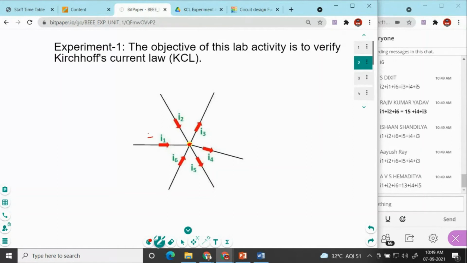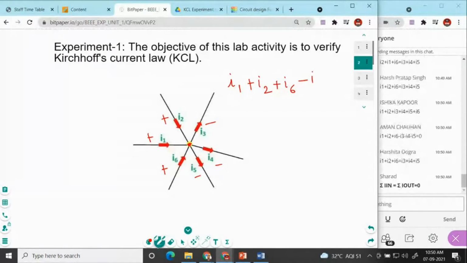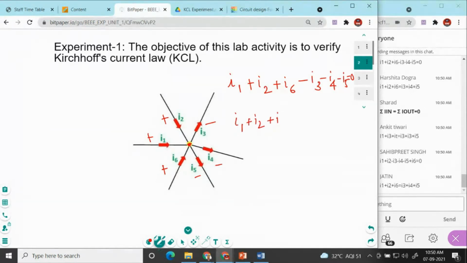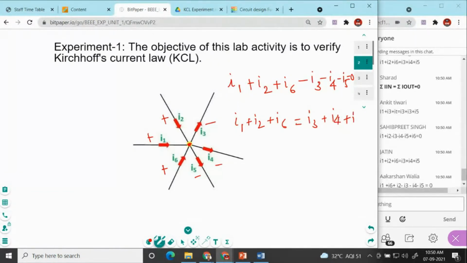Incoming, let's suppose that all the incoming currents are positive and all the outgoing currents are negative. Okay, so how can you write it? You can write I1 plus I2 plus I6 minus I3 minus I4 minus I5 equal to 0. Clear everyone? Or you can also write I1 plus I2 plus I6 is equal to I3 plus I4 plus I5.